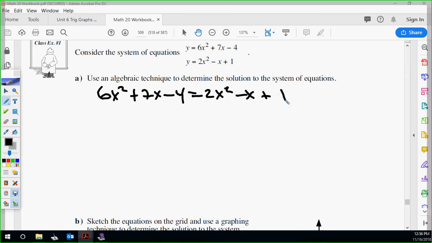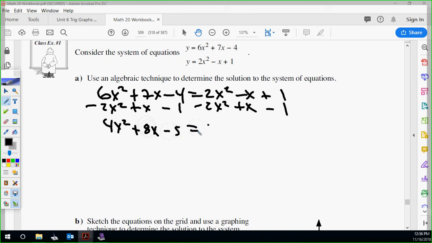I'm going to move the right side to the left, so I keep my x squareds positive. So I'm going to go minus 2x squared plus x minus 1 on both sides. So we get 4x squared plus 8x minus 5 equals 0.